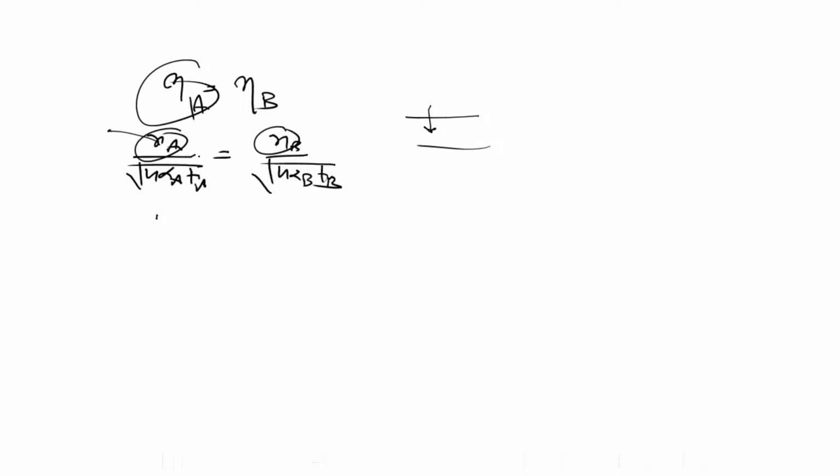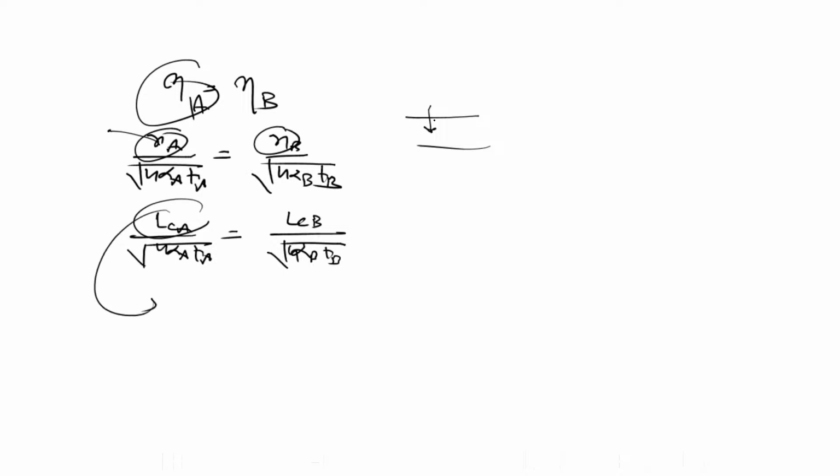A better way I can write it in general form is LC of A upon under root 4 alpha A into TA equal to LC, the characteristic length of B, upon under root 4 alpha B into TB. And the characteristic length for A is here, because heat transfer is in the radius direction, that's why this should be RA. RA upon under root 4 alpha A into TA equal to RB upon under root 4 alpha B into TB. So we will find out TA upon TB.